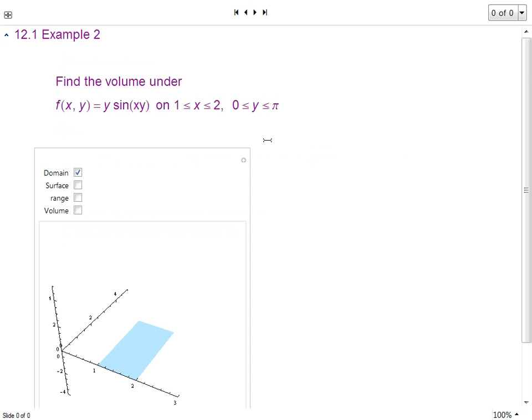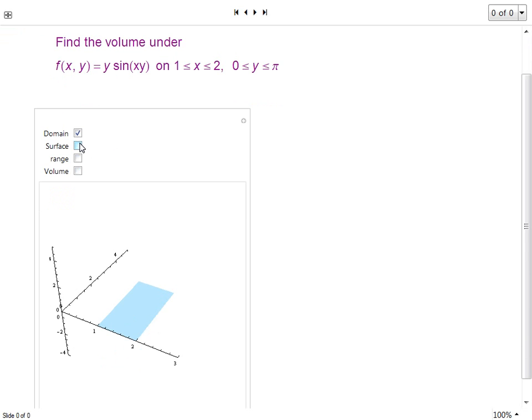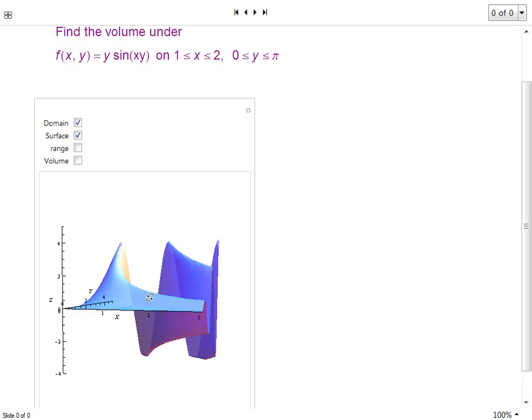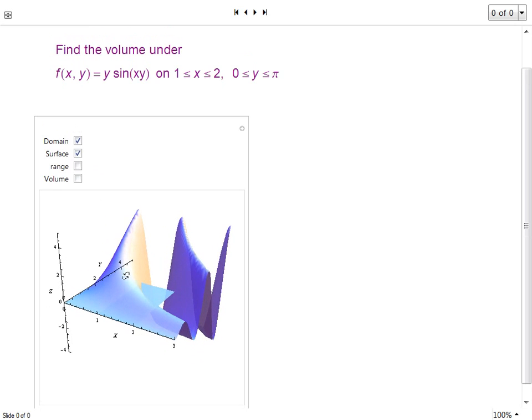Let's look at this example. I'll back up one. Find the volume under y sine xy. This is a good example. So here's the surface. Here's the range of it, so you plug in the stuff on the rectangle. Here's the volume. I'll take the surface out of here.